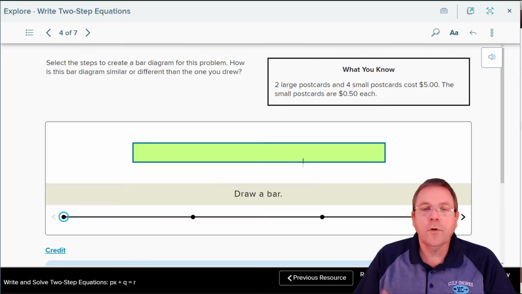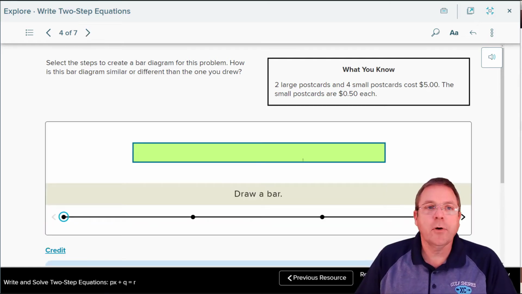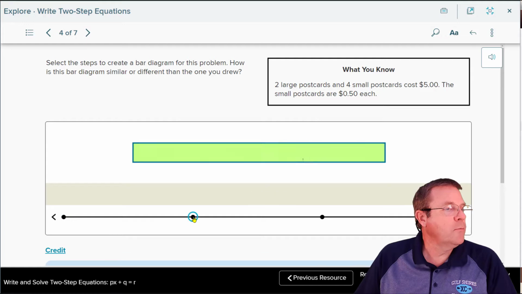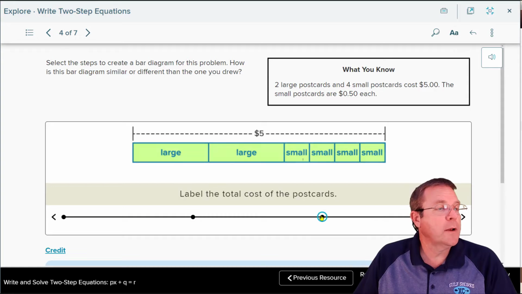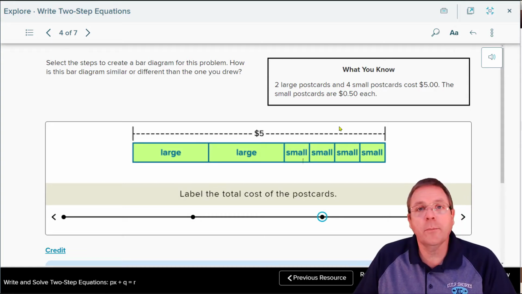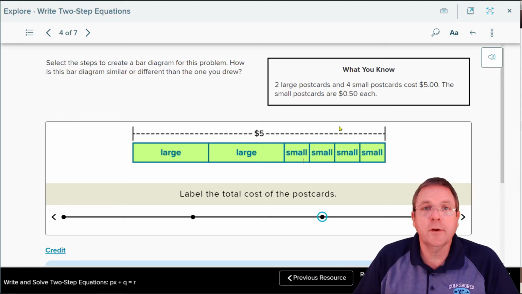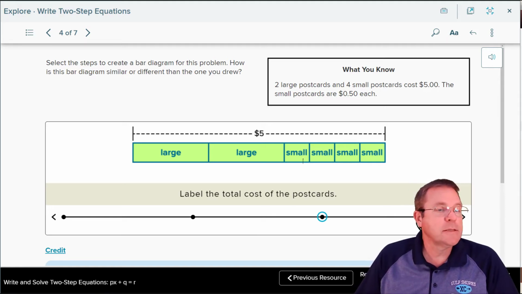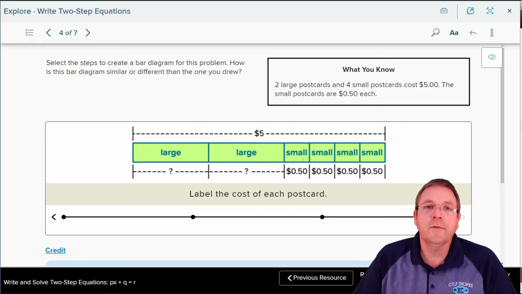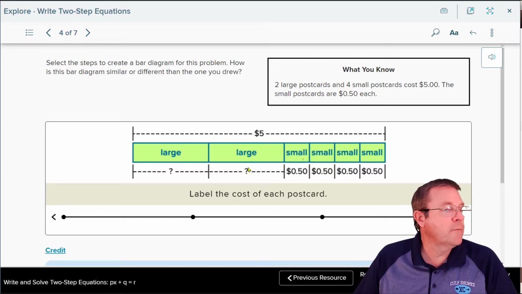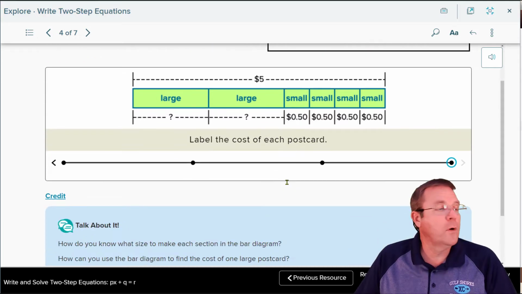First, we're going to start off with the entire bar. From there, we need to recognize that the bar represents 2 large postcards, and it represents 4 small postcards. Good so far? From there, we recognize that the total cost of all the postcards is going to be $5. And the last thing we have to look at is that each one of those small postcards costs 50 cents. What we're trying to find out is the cost of 1 single large postcard.